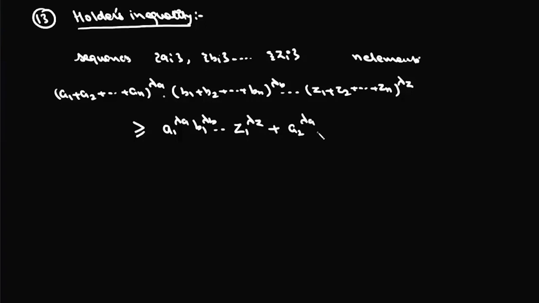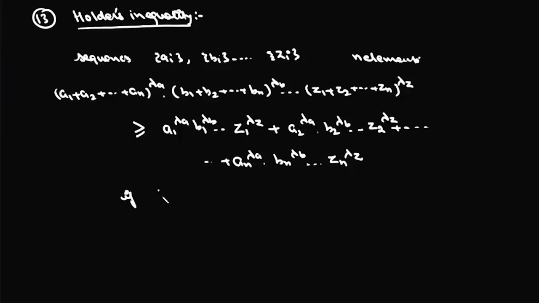So a2^λa, b2^λb up to z2^λz will continue up to an^λa, bn^λb up to zn^λz. This inequality holds if λa + λb + λz is equal to 1. So the sum of all these powers must be equal to 1. Only then is this Holder's inequality going to hold.